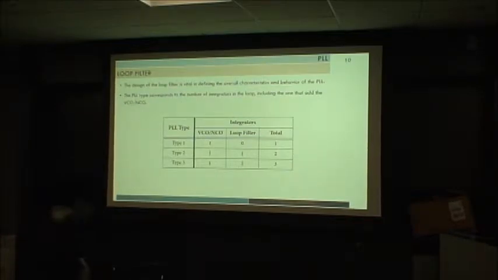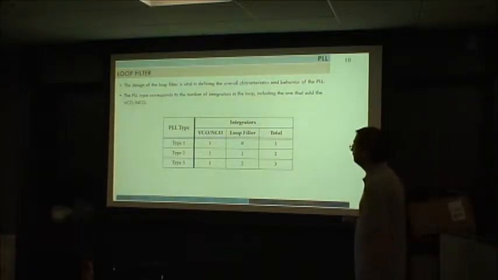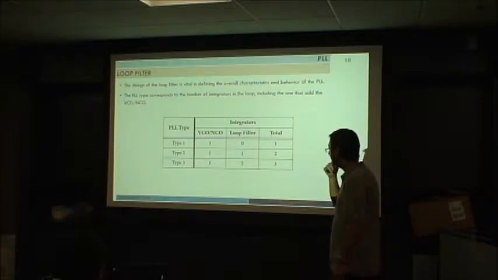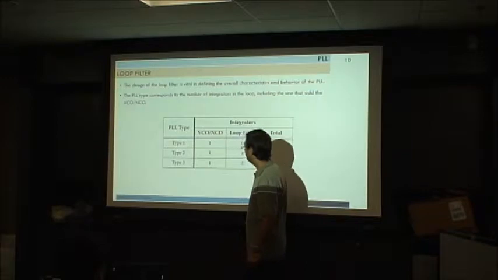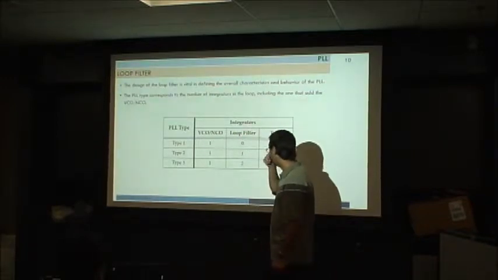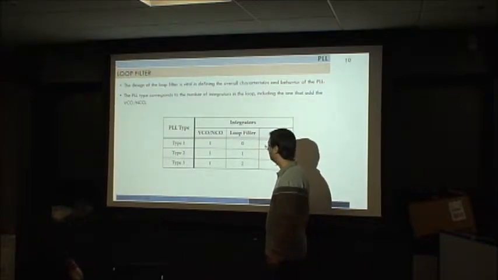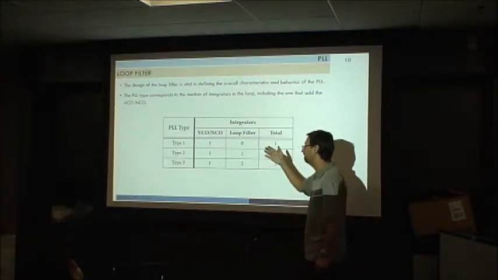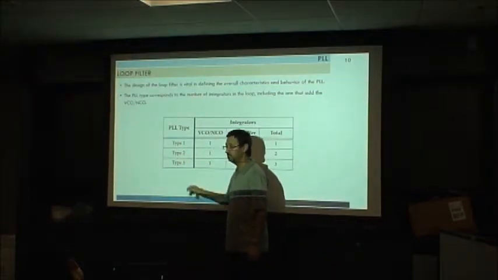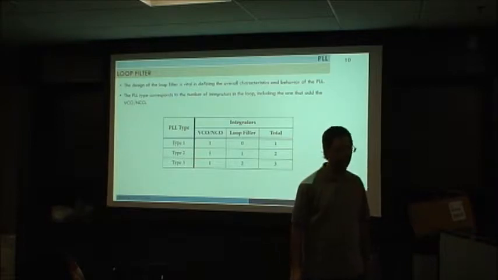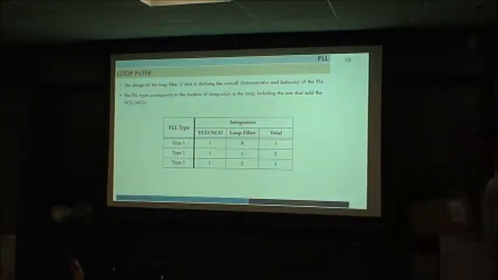Then we have the loop filter. Basically, we will have different types of loop filter. We always have one integrator that is placed there by the VCO. And then depending on the number of integrators that you have, if you have one more, so in total you have two, that is a PLL2, and then PLL3. Usually you should work with a PLL2. If you are working with GPS signal, you will see that you want to work with a PLL3.